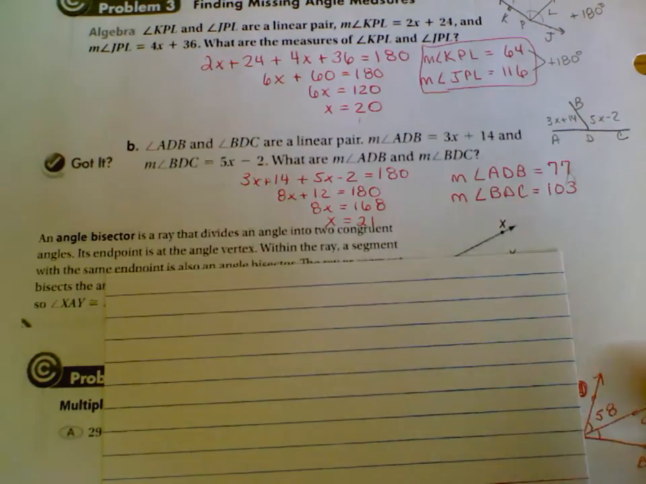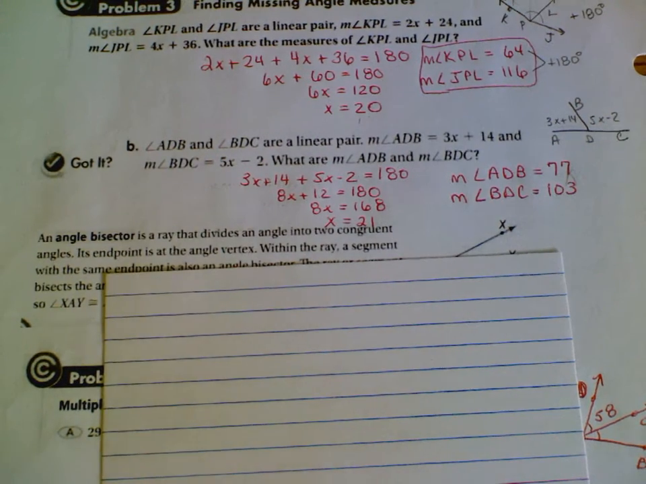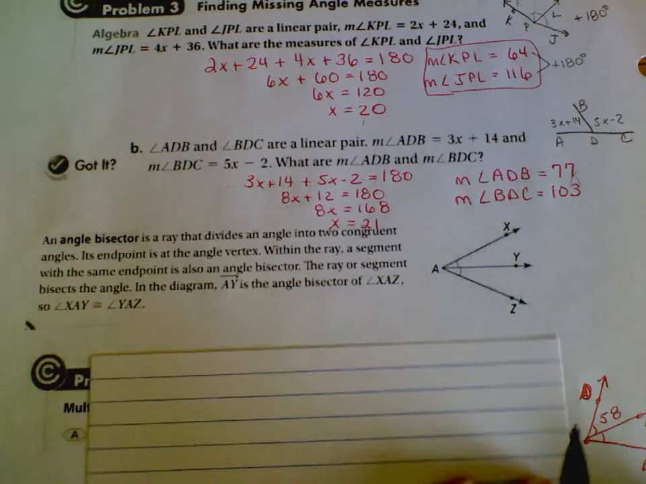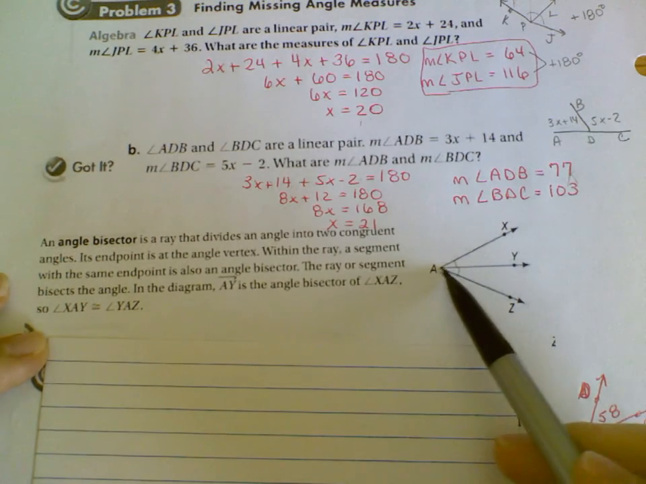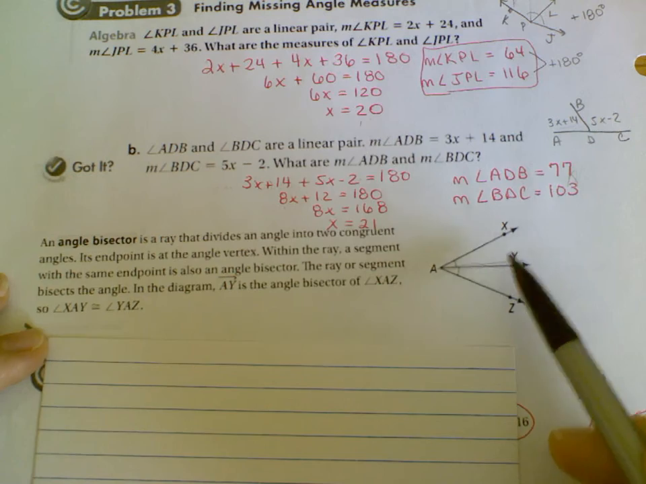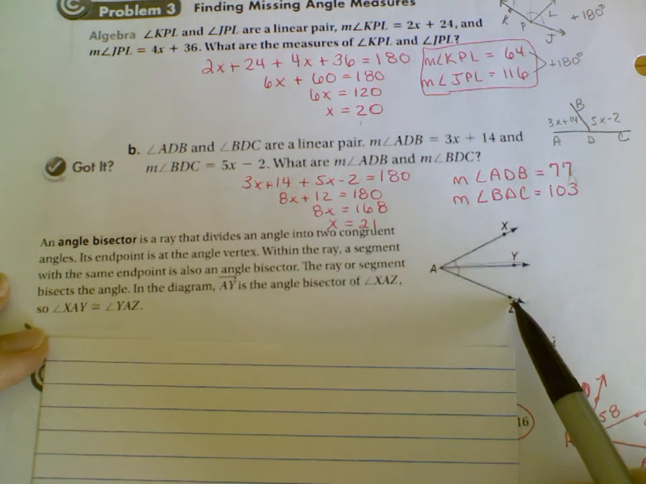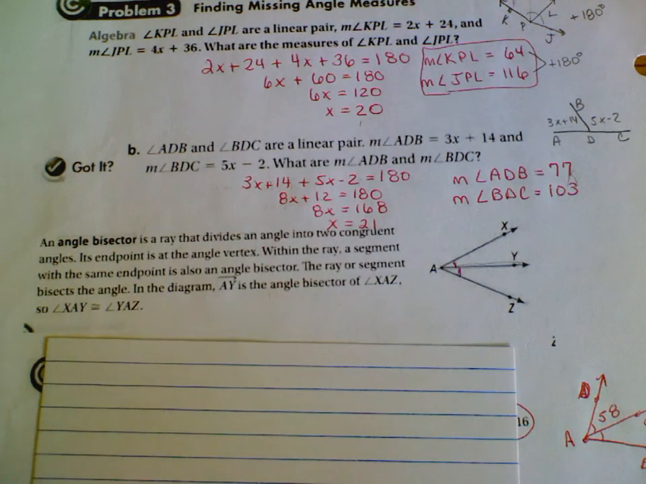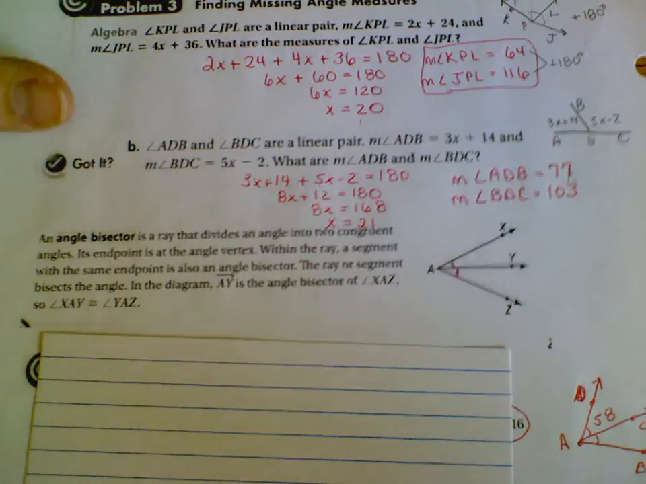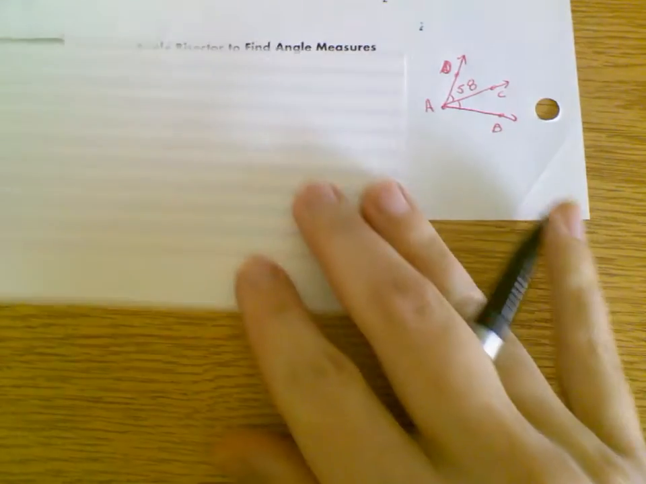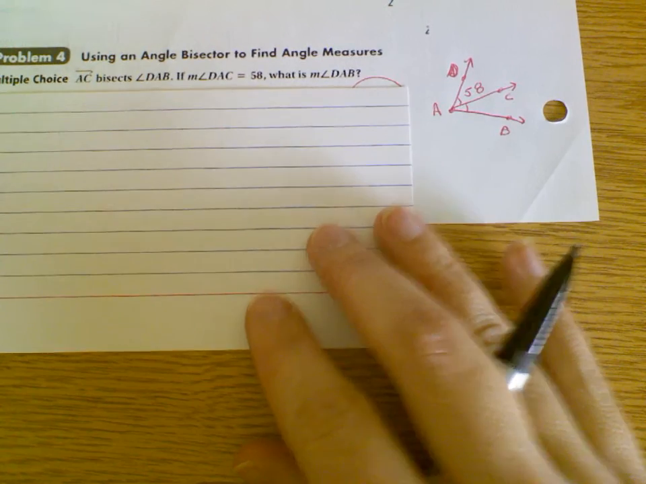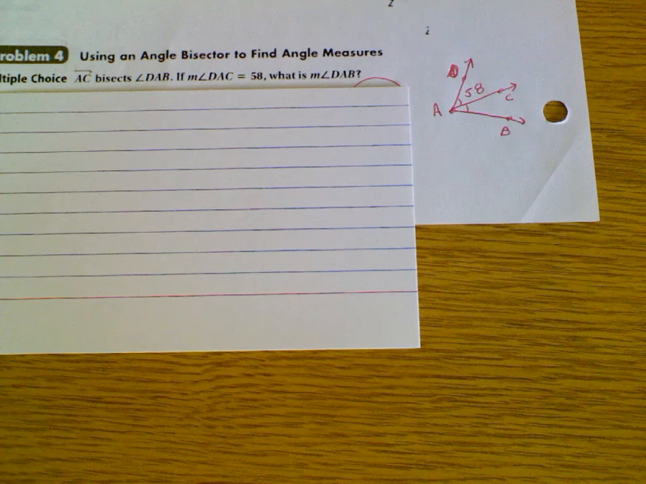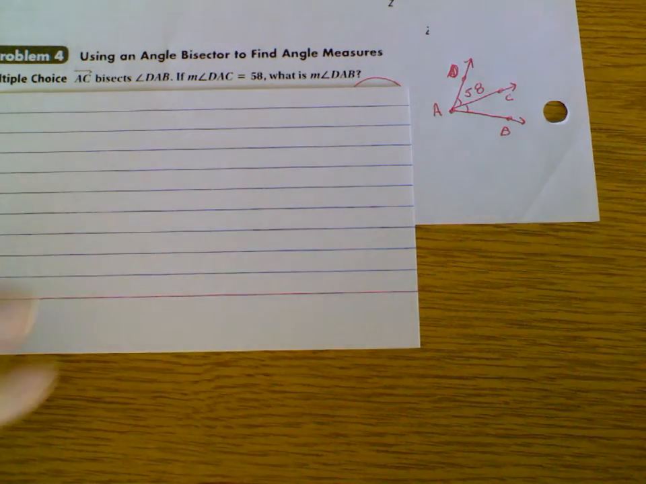Alright, last question here. Angle bisector. An angle bisector is a ray that divides an angle into two congruent angles. So here's my diagram. Ray AY would be the angle bisector because it bisects this into two congruent spots. I know it's congruent because it has those little arc pieces in the corners. So let's see what this last question says. It says AC bisects angle DAB. If angle DAC is 58, what's the measure of DAB?